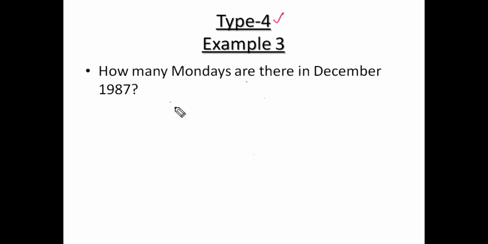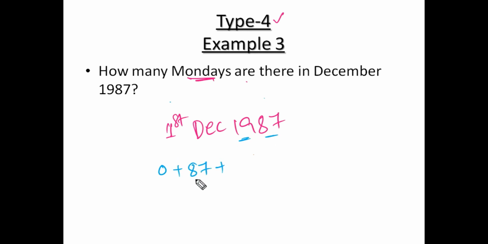Third example, in the same type. Fourth type. How many Mondays are there in December 1987? December 1987. So first find 1st December 1987. 19th century, 0. How many years? 87. Leap years in 87 years are 21. Next, this year is completed.